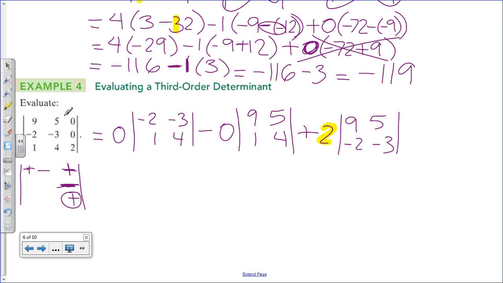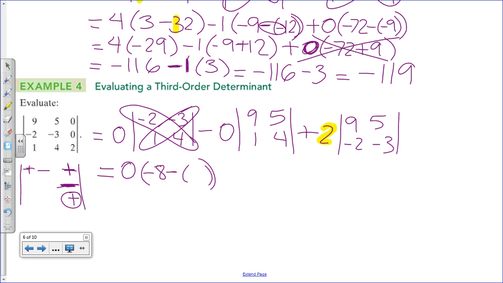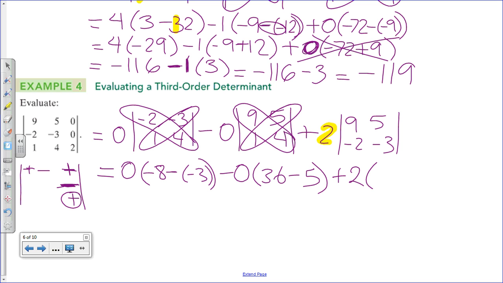Now what I need to do is we will have a 0. Here we could maybe just demonstrate one more time. Negative 2 times 4 is negative 8. And then we will have a negative times the product of 1 times negative 3. So that will be minus 3. Next we will have minus 0 times the product of 9 times 4, which is 36, minus the product of 1 times 5, which is 5. Then we have plus 2 times the product of 9 times negative 3, which is negative 27, and then minus the product of negative 2 times 5, which is negative 10.